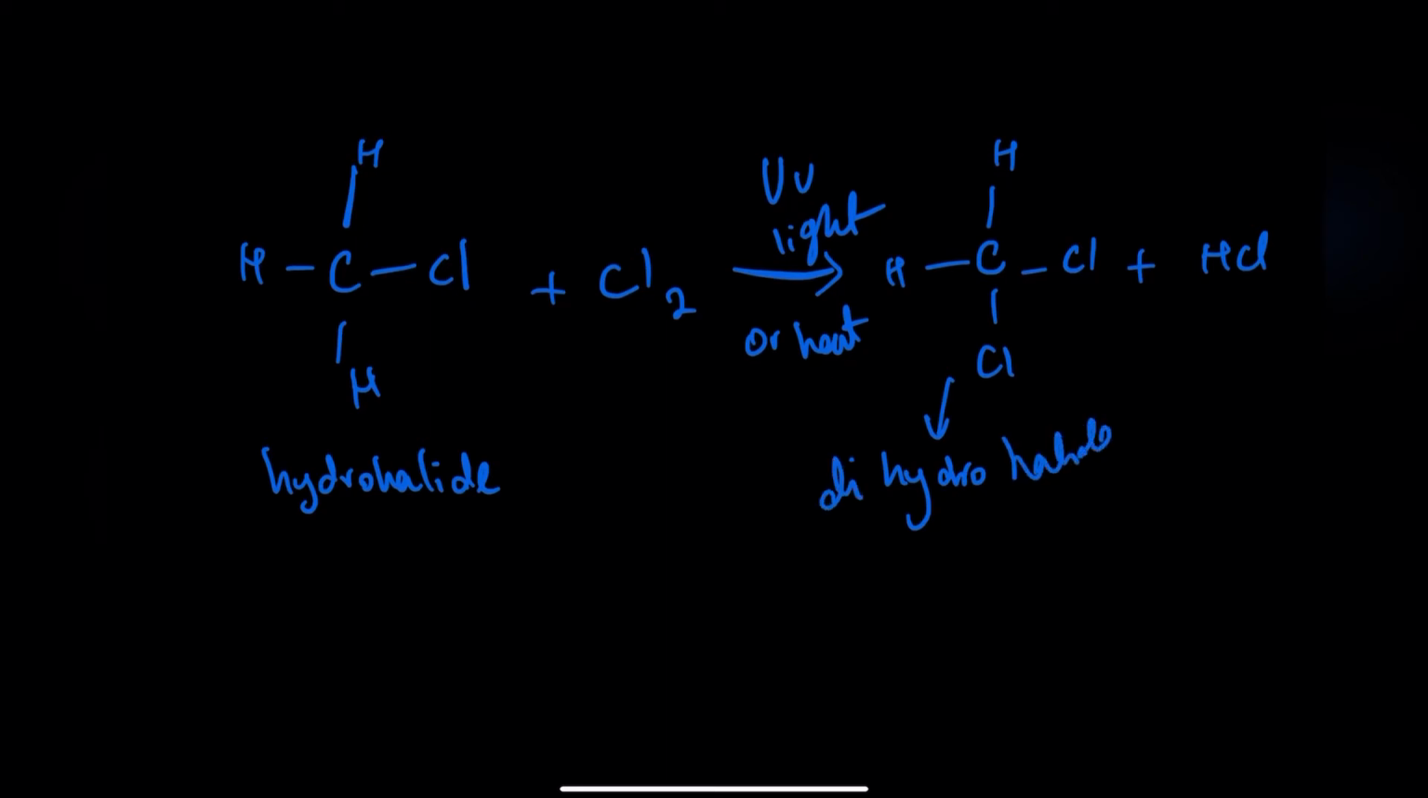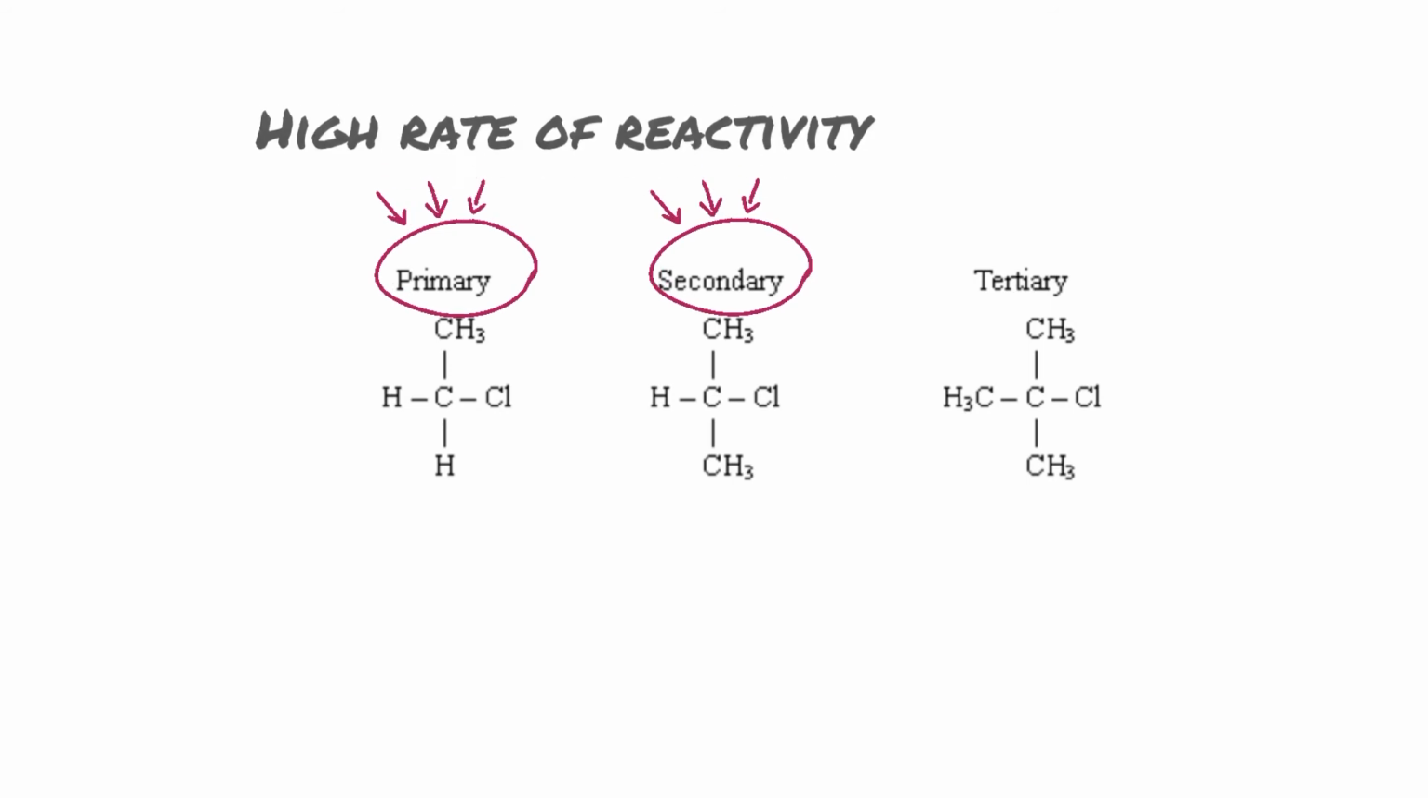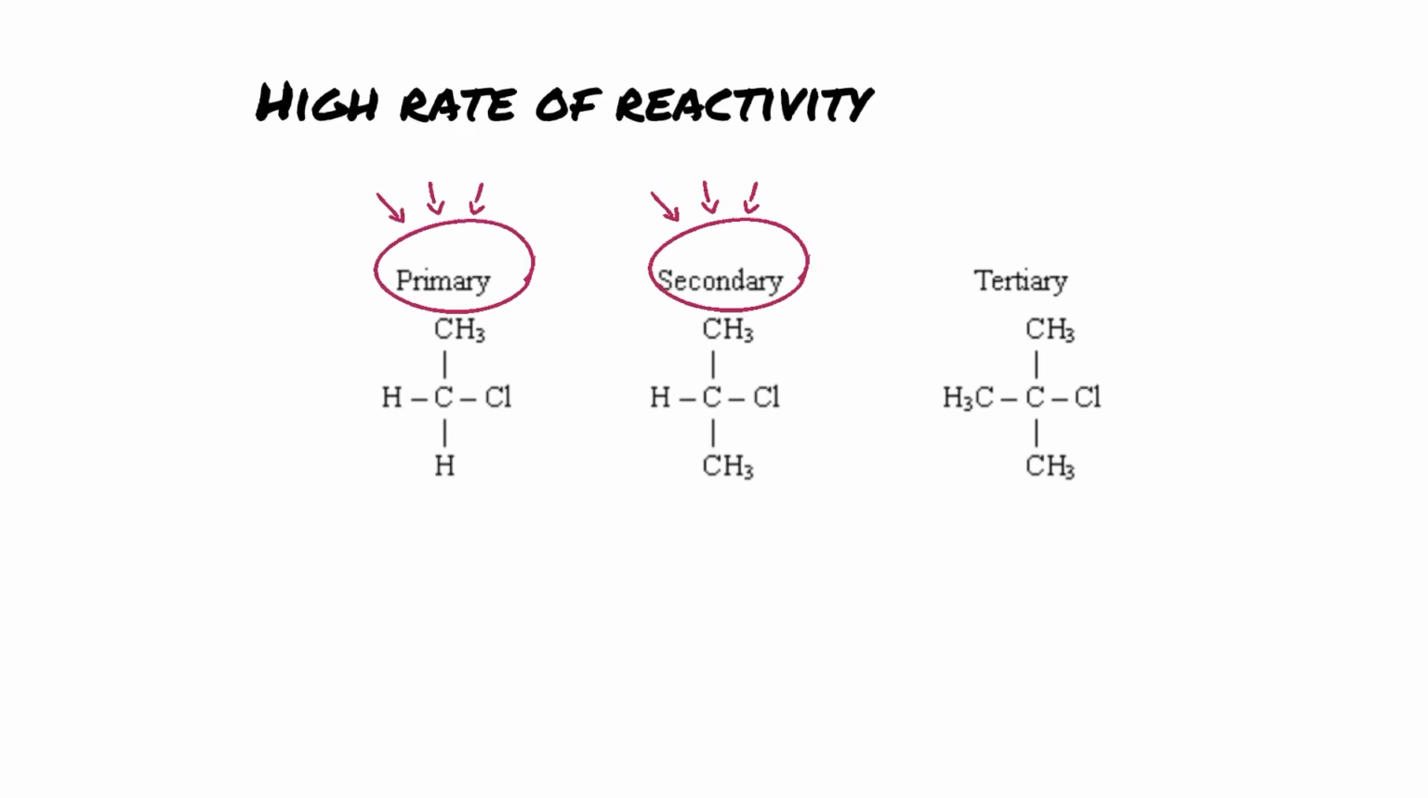There are different types of haloalkanes, including primary, secondary, and tertiary, based on the number of halogen atoms present, or based on the position of the carbon atom that carries the halogen atom. That is the only difference between them. Their geometrical structure will affect the rate of reactivity. Primary and secondary have a higher rate of reactivity than the tertiary haloalkanes.